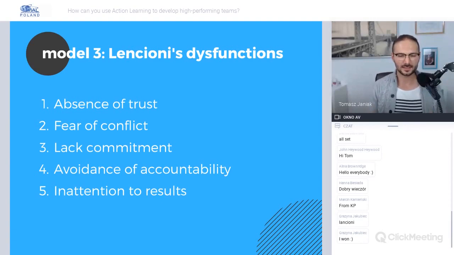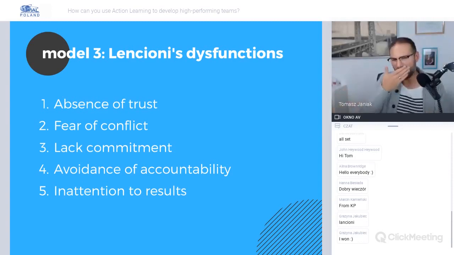So Lencioni will say that poor teams don't do what they say they will do. Right. So the commitment here would be really taking actions and making sure things are delivered, and what we planned is there in a week, 2 weeks, or 2 months. Now, number four would be avoidance of accountability, which means that people do not really pay attention to other people in the team, that we as a team do not pay attention to what we deliver and whether other people are delivering what they are supposed to deliver. That would be the accountability, team accountability, making sure other people do their work as well.